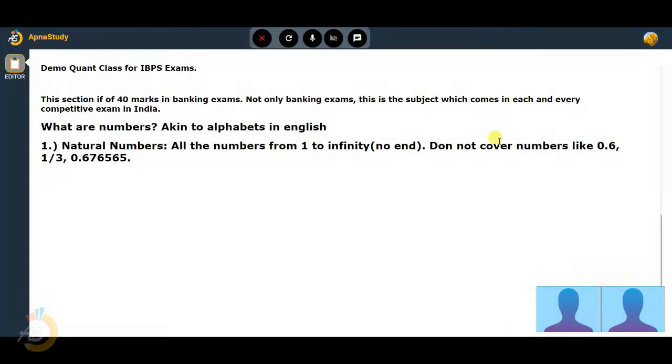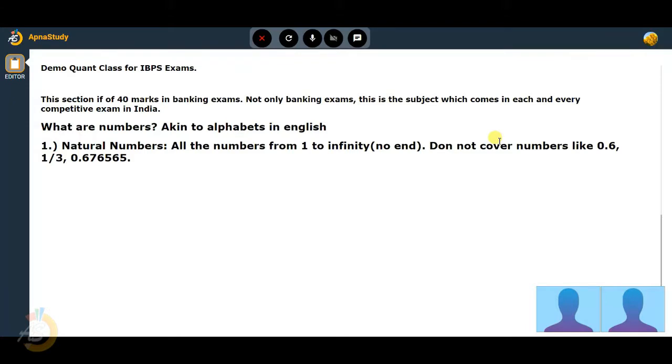So natural numbers, as derived from nature, as nature is simple, so these numbers are simple. These numbers are from 1 to infinity, 1, 2, 3, 4, 5, 6, and you can go as long as you can. These numbers are infinite. So we can say that natural numbers is the set of all the numbers from 1 to infinity, excluding decimals and fractions and all other types of numbers. Just simple numbers come under natural numbers. So I hope you must have understood what are natural numbers.